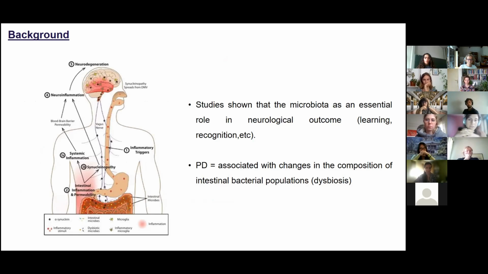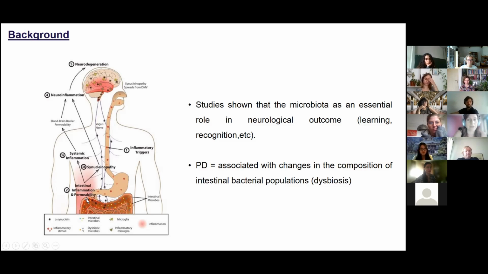And here we found some studies that show that the gut microbiota, so all the bacteria that stay in the gut, are one of the essential components, and they play an essential role in the neurological development of this disease. Indeed, as you can see in the picture on the left, for example, we could have an inflammatory trigger, like toxins or antibiotics, that can initiate an inflammatory response in the gut and cause a bad gut microbiota.